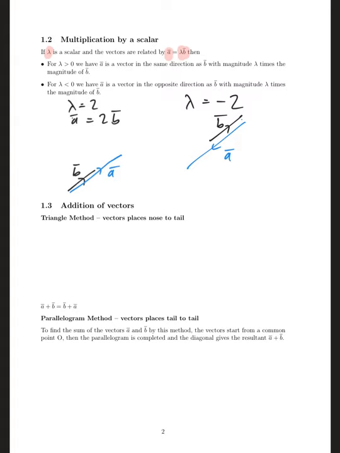What if lambda was equal to 0.5? Well then, if B was this vector, A would be a vector with the same direction but only half the length.